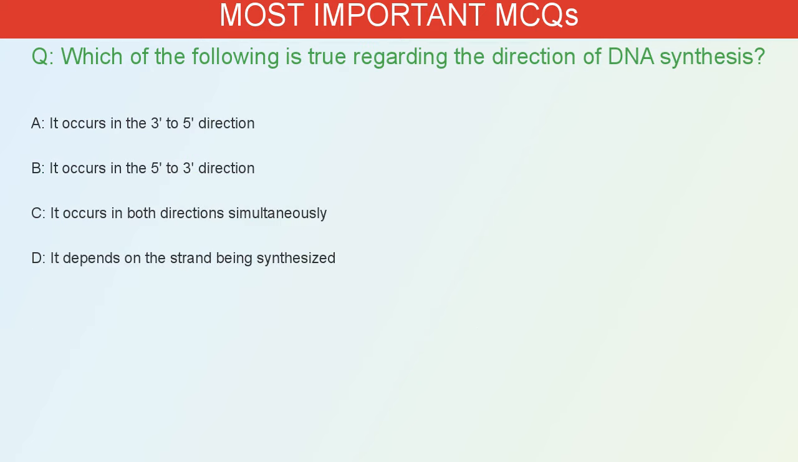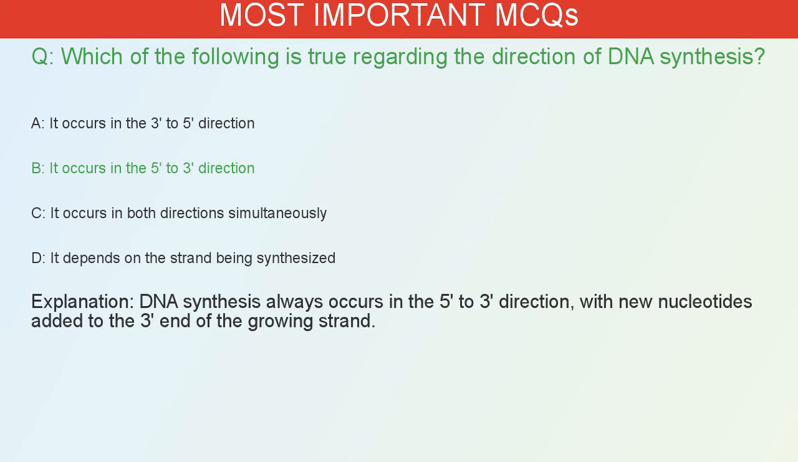Which of the following is true regarding the direction of DNA synthesis? A. It occurs in the 3 to 5 direction. B. It occurs in the 5 to 3 direction. C. It occurs in both directions simultaneously. D. It depends on the strand being synthesized. The correct answer is B. DNA synthesis always occurs in the 5 to 3 direction, with new nucleotides added to the 3 end of the growing strand.